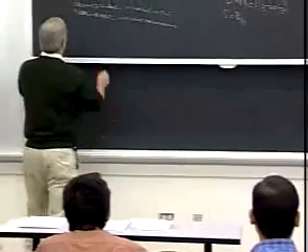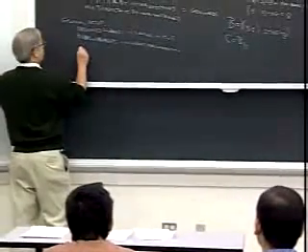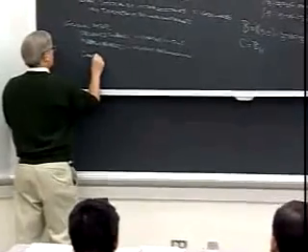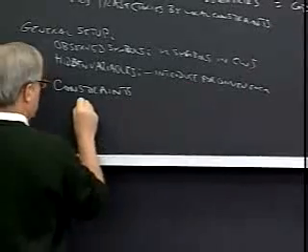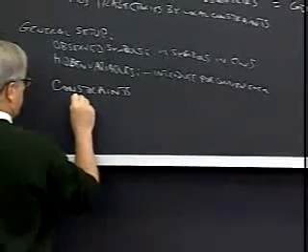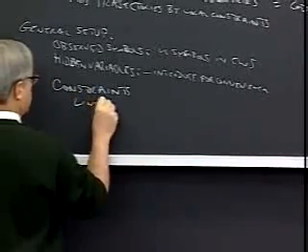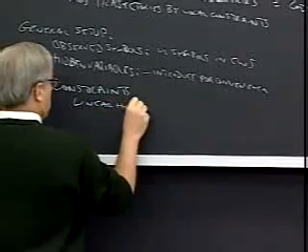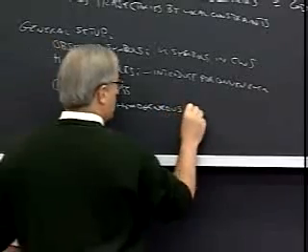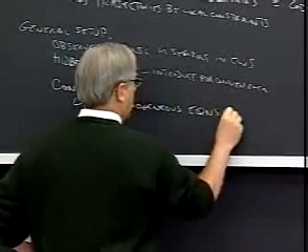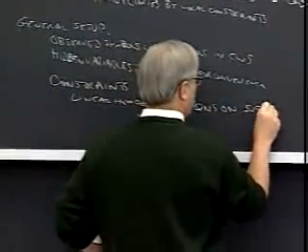So the final element here in this general setup is constraints, which in this case are simply linear homogeneous equations on subsets of variables.